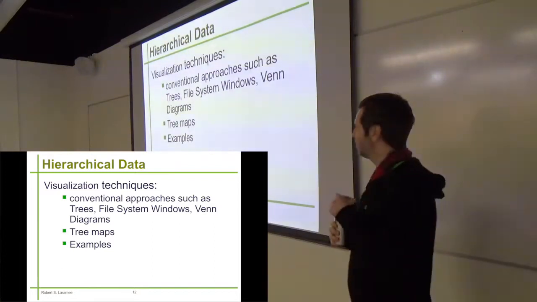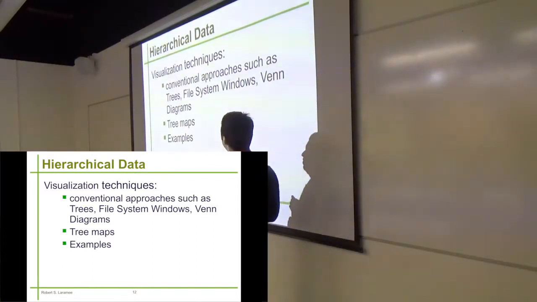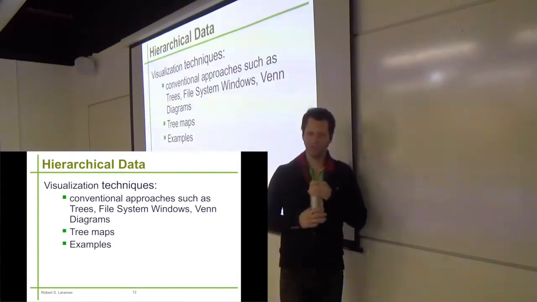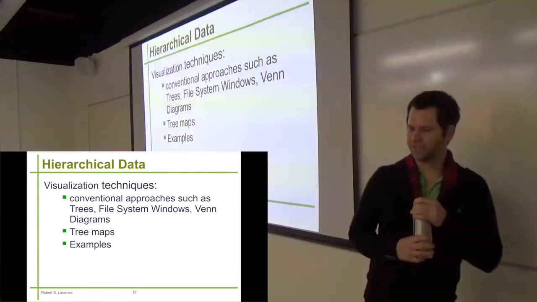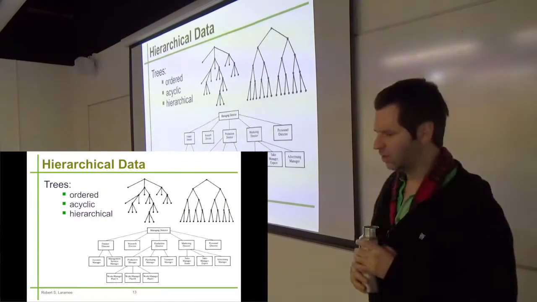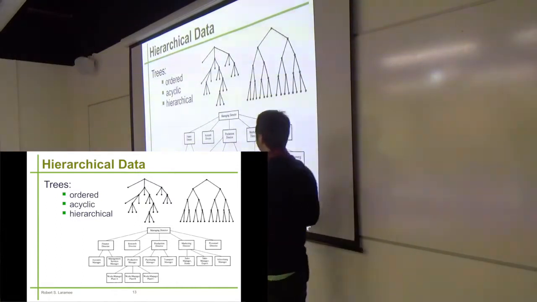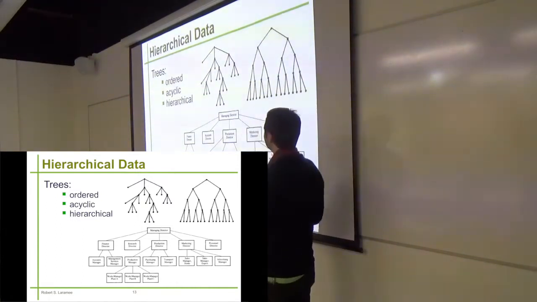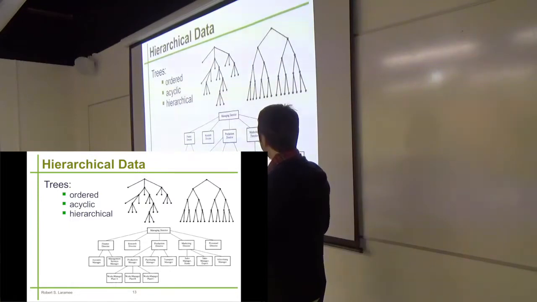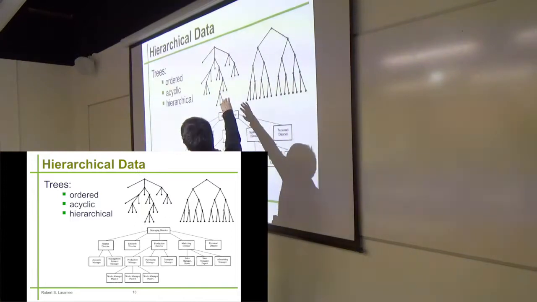So we're going to look at some conventional approaches to hierarchical data representation. Then I'm going to look at tree maps and we'll look at some examples. So this is the kind of data we're looking at. There's some sort of hierarchy, and the naive representation is a tree.